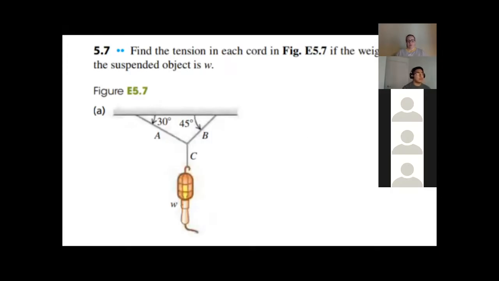We have an object that is hanging from one rope, and the rope is actually attached in 3 different places. So once to the object and twice to the wall or to the ceiling. And we would like to find out the tension in each cord if we know that the weight of the object is equal to W. So the information that we have here is that theta for A is 30 degrees, for B it's 45 degrees, and the weight of the object is W. That is all we know about this problem. So I will, again, move this over to the whiteboard so that we can start working on the problem.